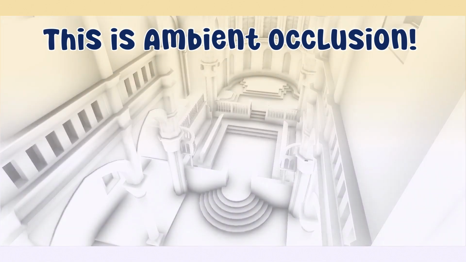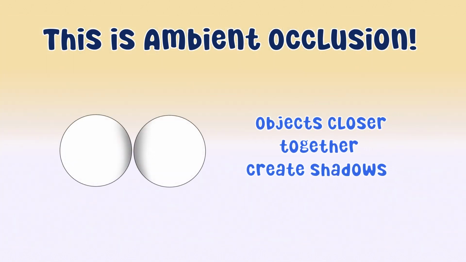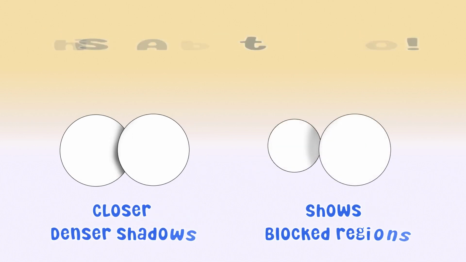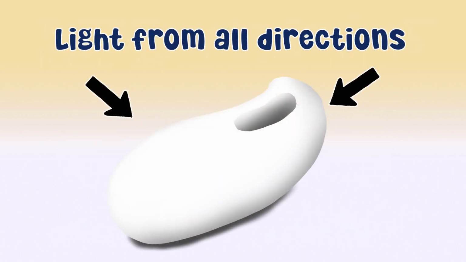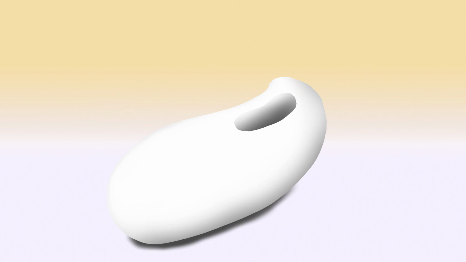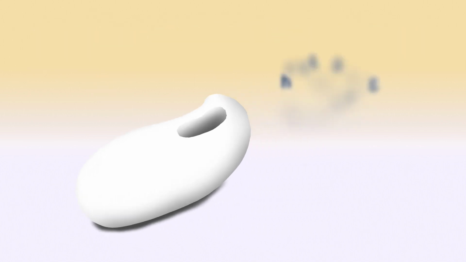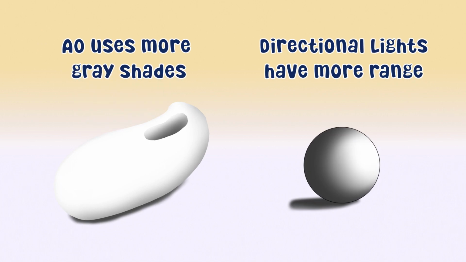In simple terms, it means that the closer the objects are, the more shadows appear, and if objects interact, there are denser shadows between them. AO lighting differs from directional shading in the fact that the lighting comes from all directions, and the darker parts are only in the blocked regions. Ambient occlusion creates smooth transitions by using gray shades instead of the typical black to white gradient in directional shading.